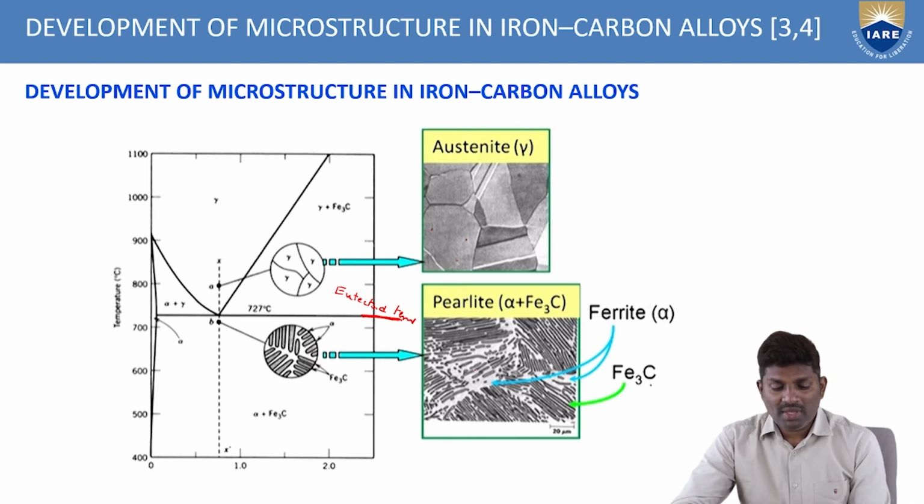So this is how you have this. There is a solid portions or the structures of the microstructure of the austenite, which is shown as gamma, and here after crossing the eutectoid temperature, slowly this is transforming into ferrite and the cementite. So this is the microstructure view of the pearlite.